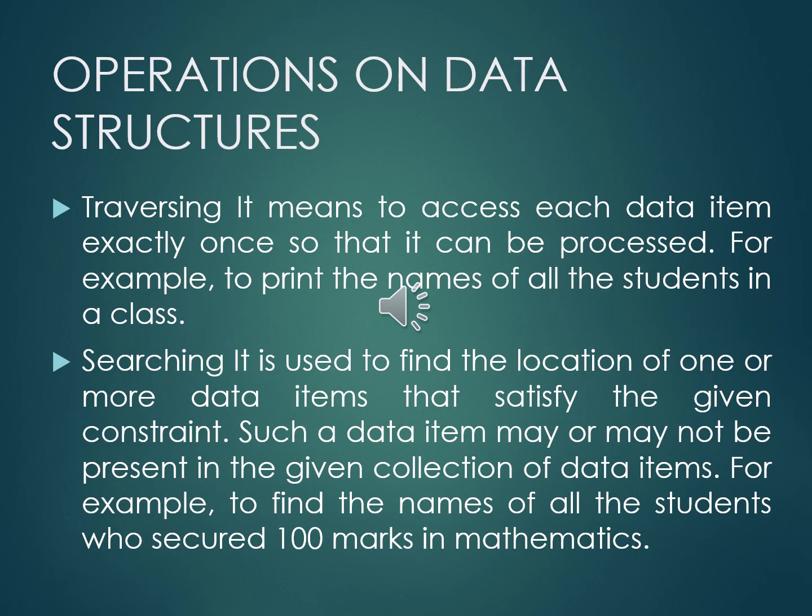Various operations can be performed on data structures, starting with traversing. Traversing means accessing each data item exactly once, allowing it to be processed, for example, printing the names of all the students in a class. Another key operation is searching, which is used to find the location of one or more data items that meet a specific condition. For instance, identifying all students who scored 100 marks in mathematics. It's important to note that the searched item may or may not exist in the data structure.